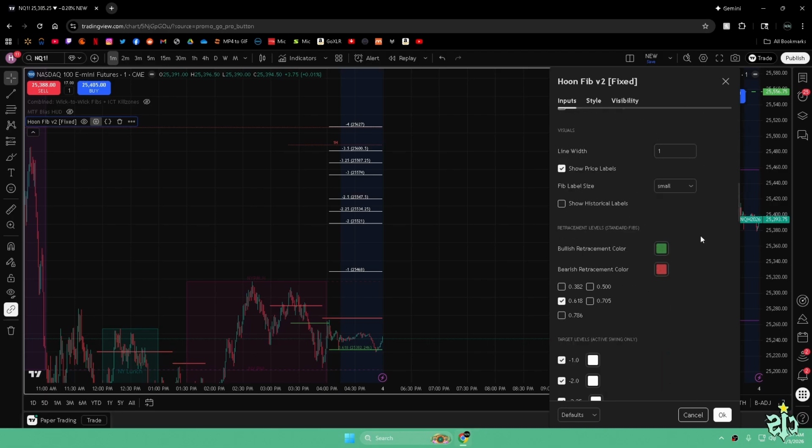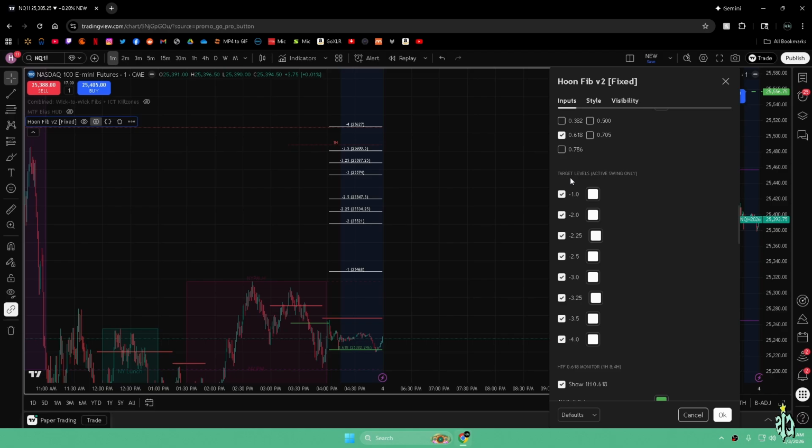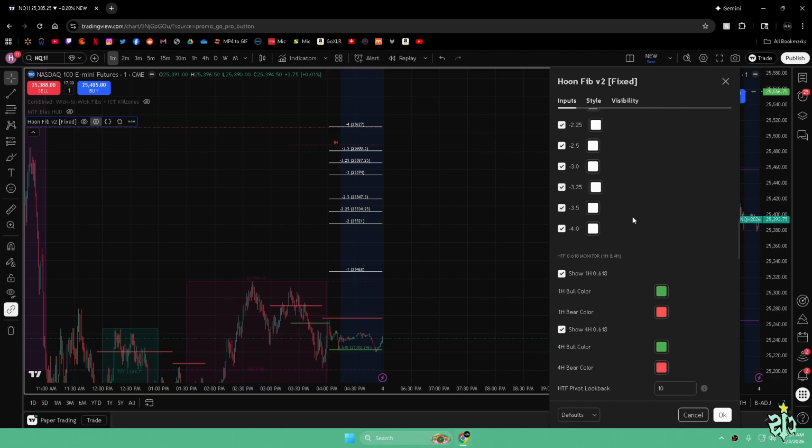So if we enable or disable those, you can also show historical levels like this. These are all 0.618 levels, but yeah. And then you can also enable the other options for the main fib right here. Then we have our target levels, not necessarily, but you can enable and disable these to make it like less clutter if you want.